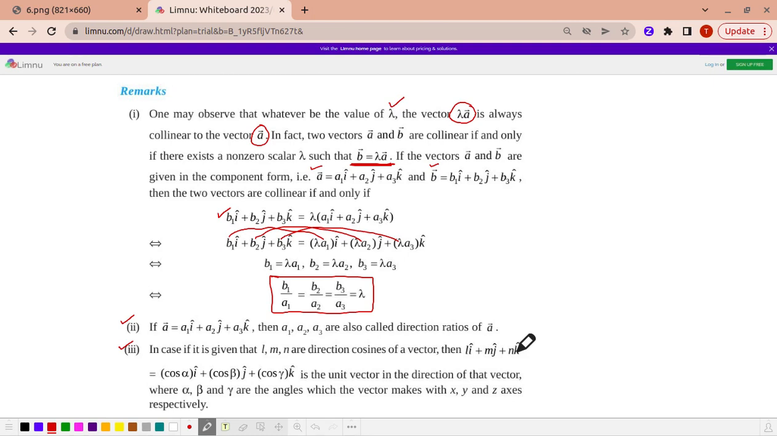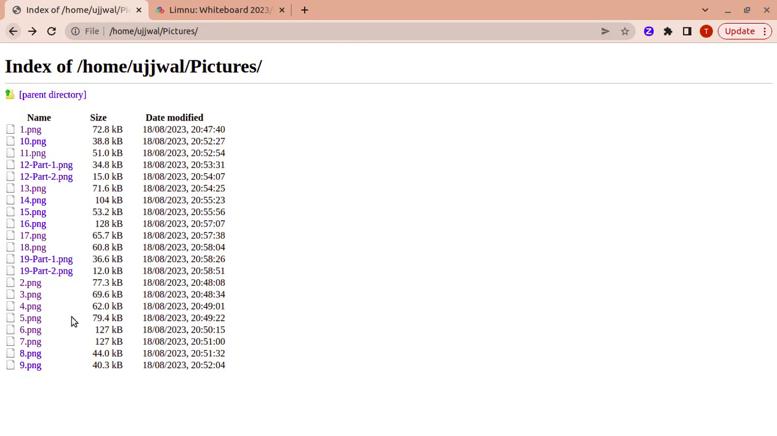So we get l i cap plus m j cap plus n k cap, which is nothing but cos alpha i cap plus cos beta j cap plus cos gamma k cap, is the unit vector in the direction of that vector, where alpha, beta, gamma are the angles which the vector makes with the x, y and z axes respectively. I hope you got a very clear idea about the remarks I talked about. Now let's go to the next point, dear students.